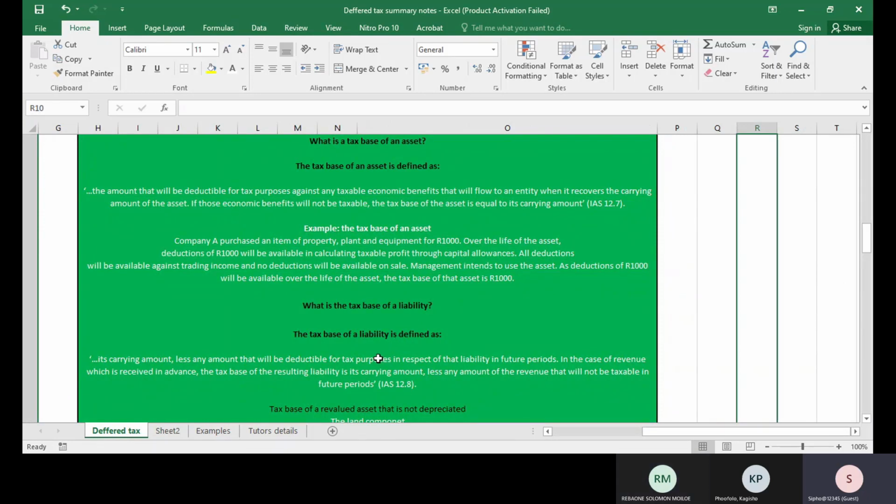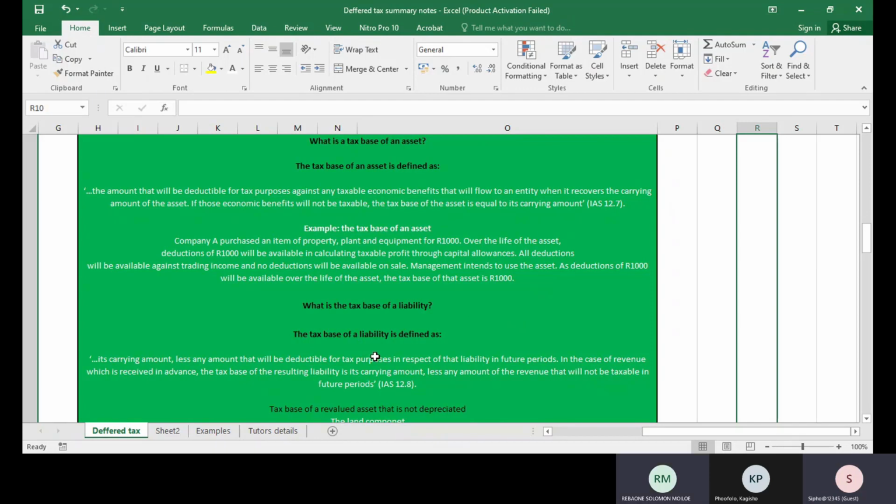And then let's look at the tax base now of a liability. Let's read the definition. I've done some summary notes here so that you can refer to IAS 12, paragraph 8. That's where you get these definitions from. And the same with asset, IAS 12 paragraph 7. That's where you get all these definitions. And Solomon, it is very important for you to understand deferred tax. It's very important for you to understand these definitions, because if you don't understand these definitions, you'll never get the deferred tax calculation correct. You understand? So let's go through to the tax base of a liability.